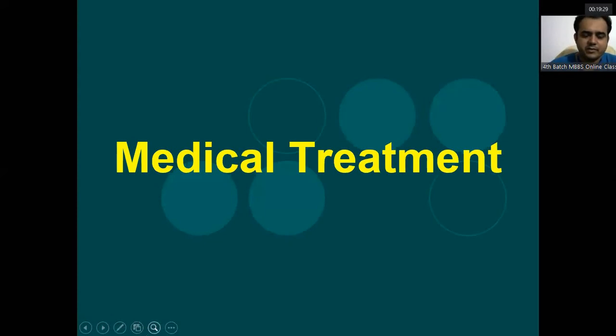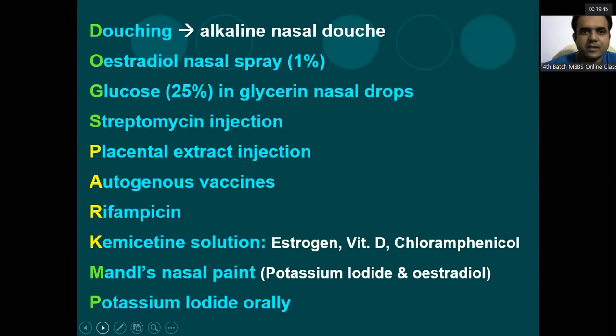So what is the medical treatment? This is very important because in your setup, I know you can easily prescribe this medical treatment, and because it is very easy to diagnose, you can well treat the patient at your own center. This requires a mixture of a lot of treatment regimes, but it's not necessary that in all patients you will require all these things, right? So you can try whatever is available at your place.